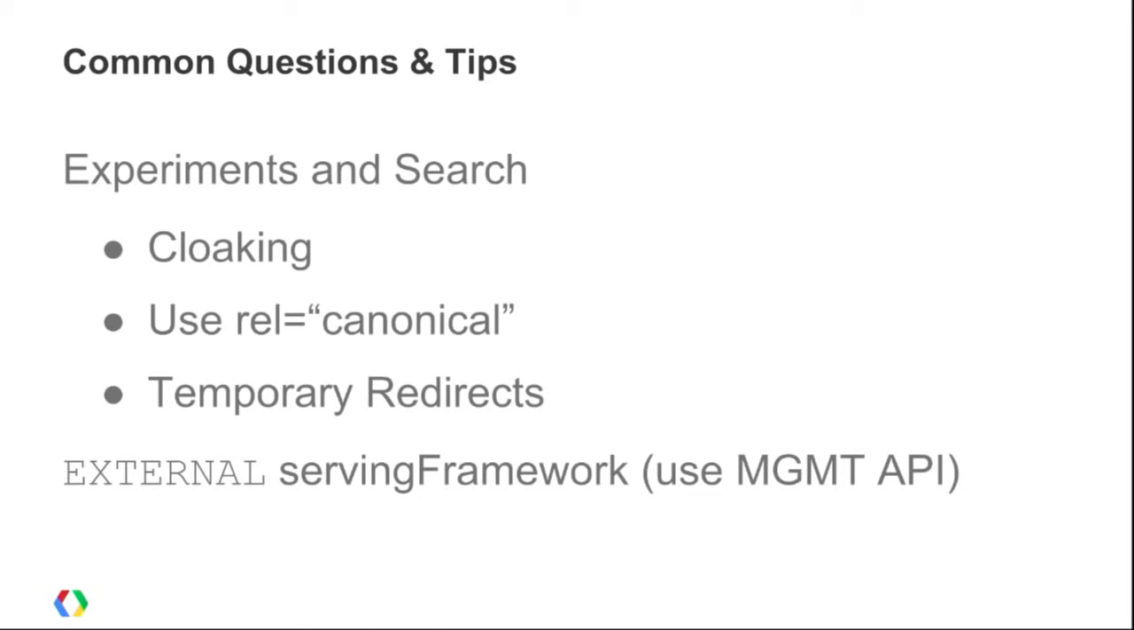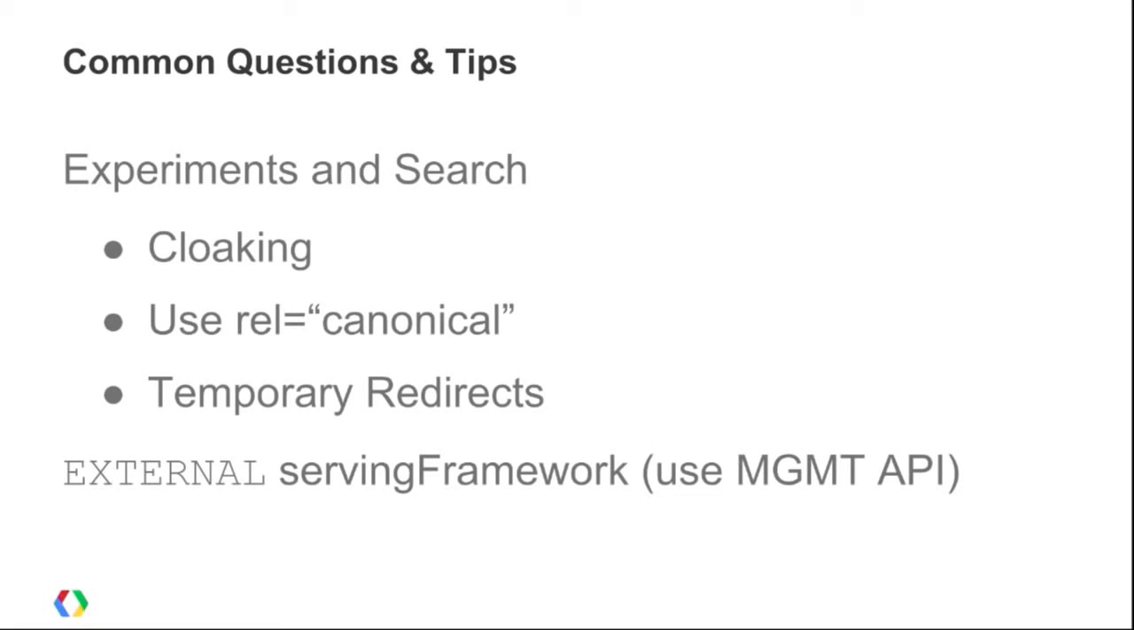Also, if you do have multiple URLs, you probably want to use the canonical. You want to make sure that you indicate which one's the canonical URL, and this will help for search indexing. And then finally, if you are doing redirects, make sure they're temporary redirects, so the search engine knows that this isn't permanent, and it'll index appropriately.